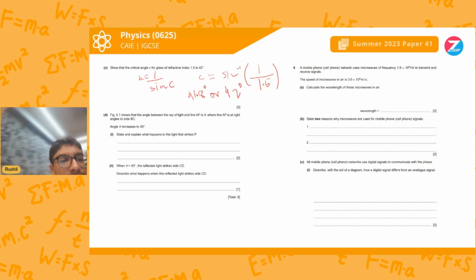Part D says that the figure shows that the angle between the ray of light and line AP is theta, where line AP is at right angles to side BC. Angle theta increases to 45 degrees. State and explain what happens to the light that strikes P.